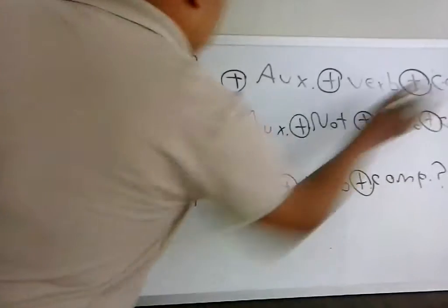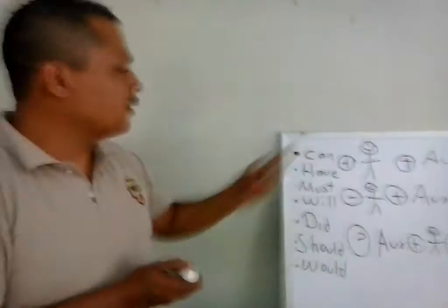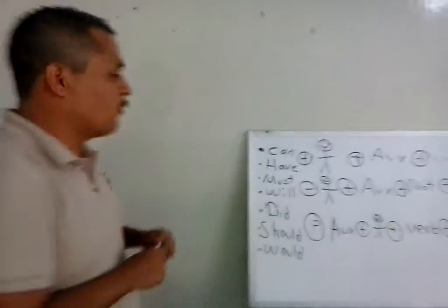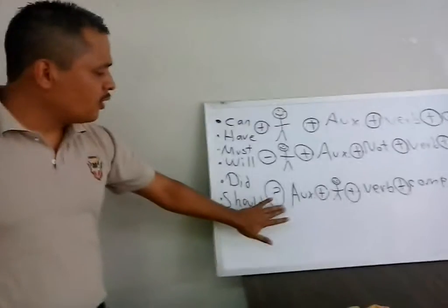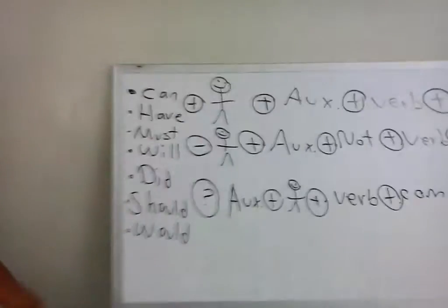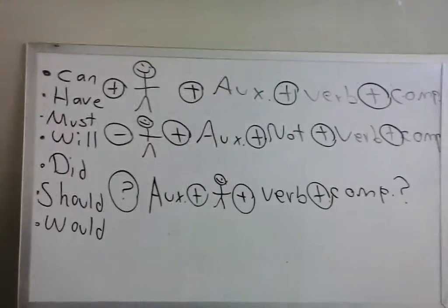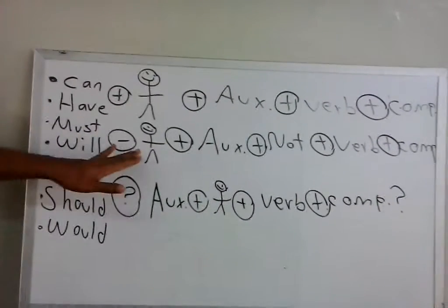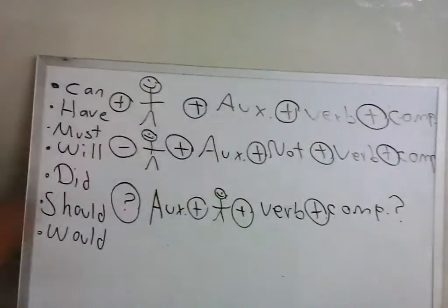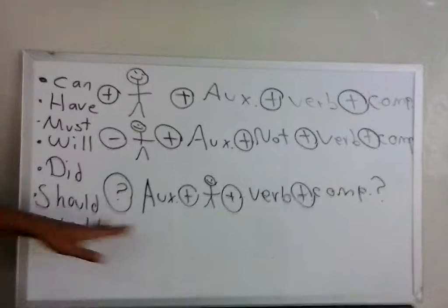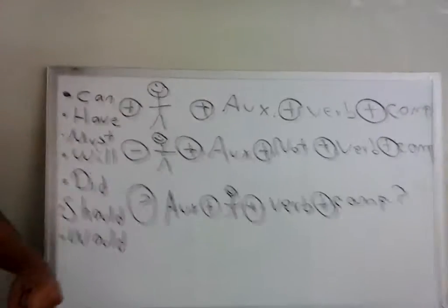Until this moment, we have the three basic forms for working with auxiliary verbs: affirmative, negative, and question, or interrogative. Affirmative: subject, auxiliary, verb, complement. Negative: subject, auxiliary, not, verb, plus complement. Finally, we have auxiliary plus subject plus verb plus complement.